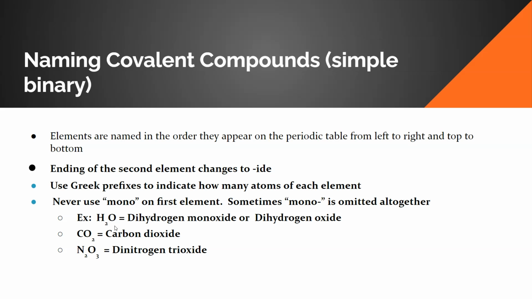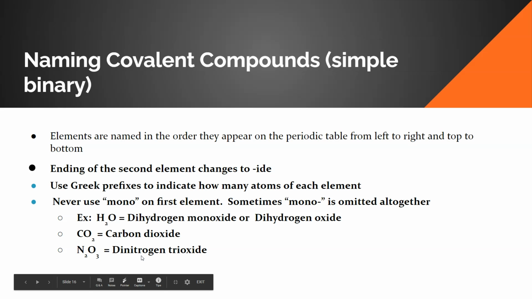So some examples: H2O, the actual chemical name of water, is dihydrogen monoxide. Di means two hydrogens. Mono means one. Oxide is oxygen. So two hydrogens, one oxygen. CO2 is carbon dioxide. So there's no mono on the carbon. There's one atom of carbon, we just call it carbon. And then di is two oxygens. N2O3 would be dinitrogen trioxide.